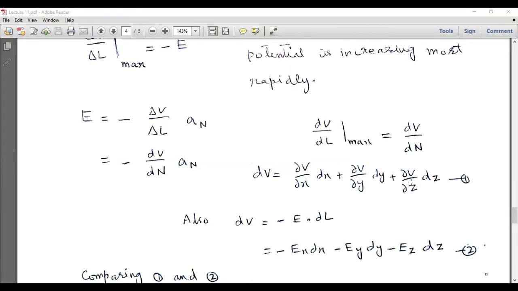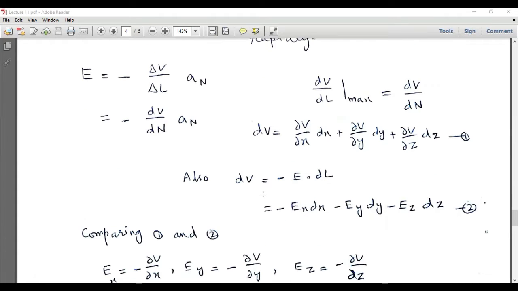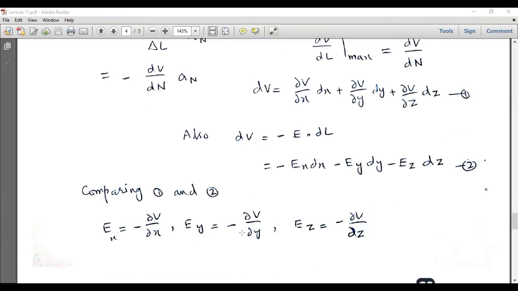So this is our dV, and dV is also equal to minus E dot dL. So this can be written as minus Ex dx minus Ey dy minus Ez dz. So we can compare this expression 1 and expression 2, and you can see that here we have dx, here we have dx. So it means Ex is equal to minus partial V over partial x, Ey is equal to minus partial V over partial y, Ez is equal to minus partial V over partial z.